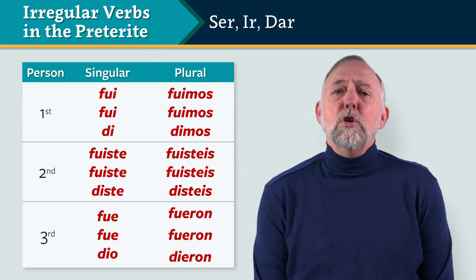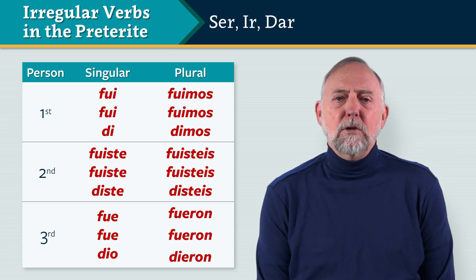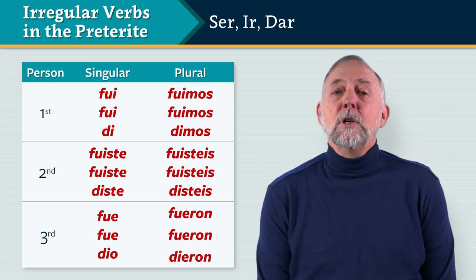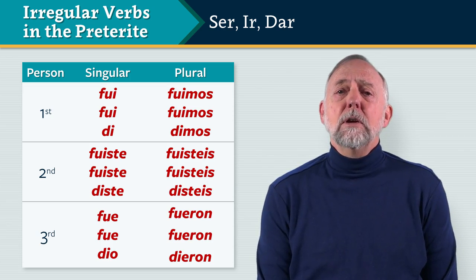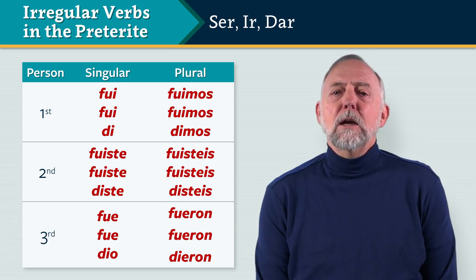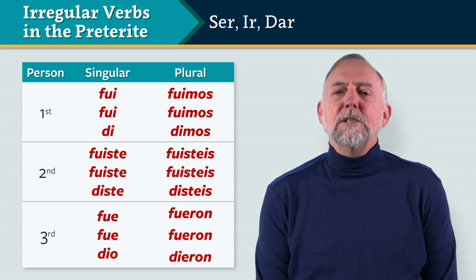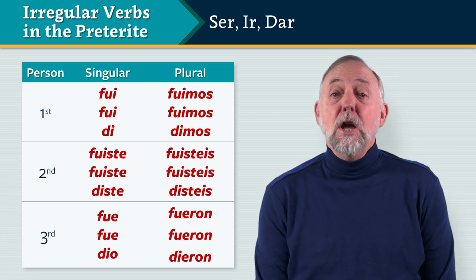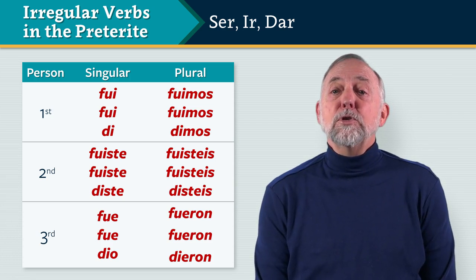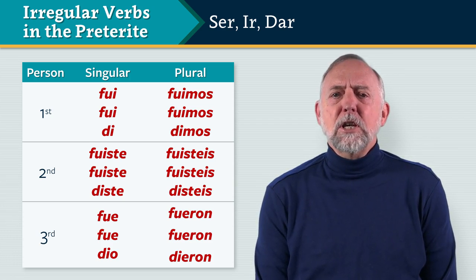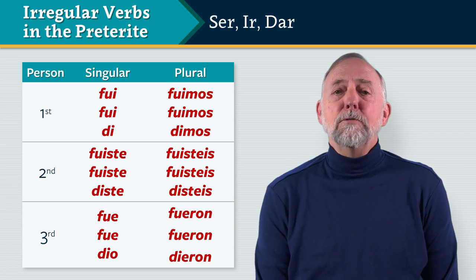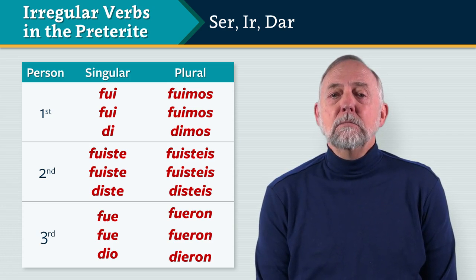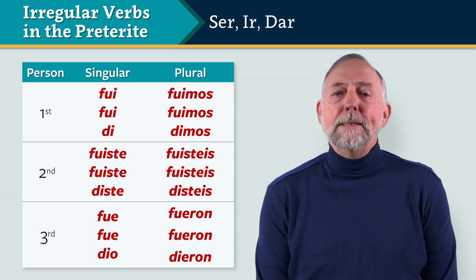Finally, there's a group of verbs that have completely irregular forms. That includes ser, ir, and dar. So for the preterite for ser: fui, fuiste, fue, fuimos, fuisteis, fueron. And for ir, it's just the same. Fui, fuiste, fue, fuimos, fuisteis, fueron. Context will tell you the difference. And for dar: di, diste, dio, dimos, disteis, dieron.